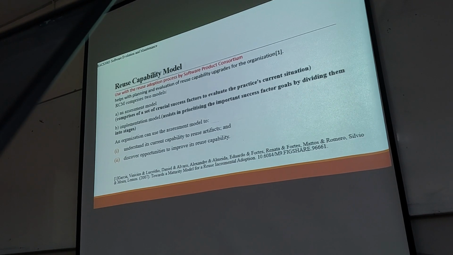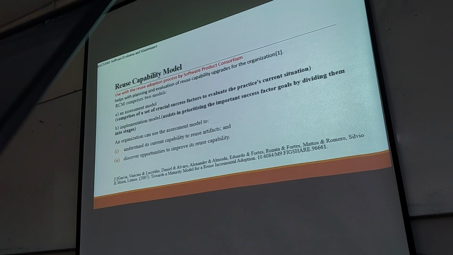Understand? While doing so, it also checks whether there is any other opportunity to do reuse or not, in order to improve the company in practicing reuse. So this is the purpose of this model, the reuse capability model, RCM. Inside this model, there are two submodels, called the assessment model and the implementation model.